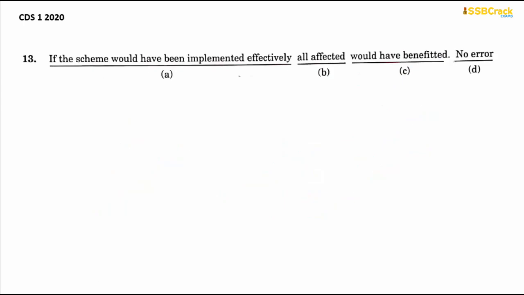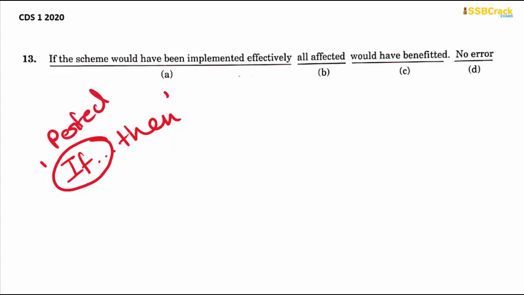Next one. If the scheme would have been implemented effectively, all affected would have benefited. Now, this is a little bit of a tricky grammatical rule, and let me clear this rule for you. Whenever you are using any sentence with an if-then clause, however, then is not used, but it is indicated or implied. Then, in the if statement, the verb should be in the perfect tense.